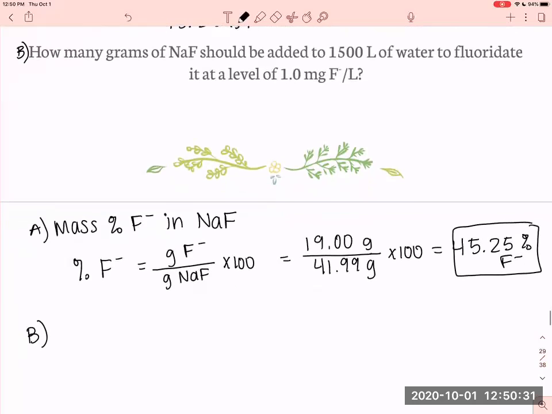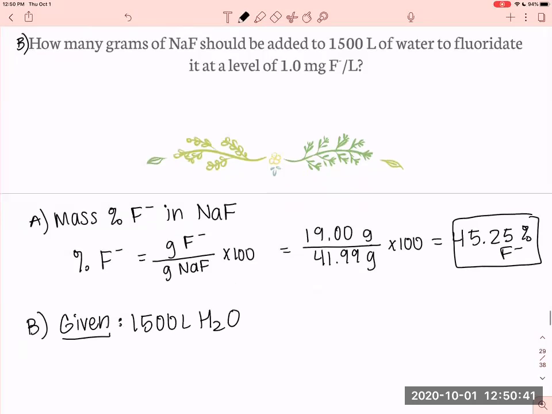So let's get some information down. Now I've got more of a word problem. I'm given 1,500 liters of water. This other thing I'm given is not a given. It's not a starting place. It is a conversion, so let's not put that there. You want to try to only put one unit in your given or starting place spot. So the unknown is going to be how many grams of sodium fluoride.